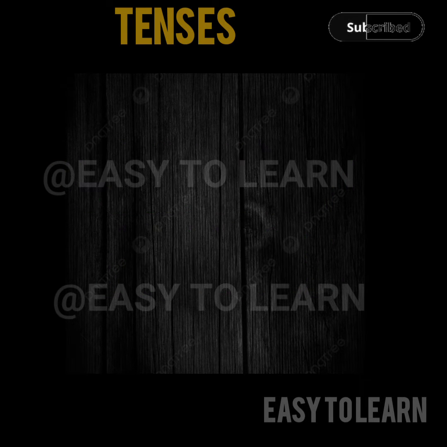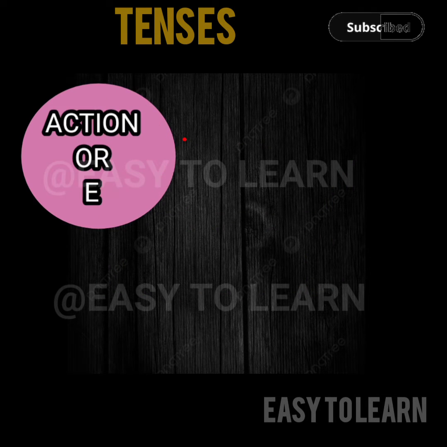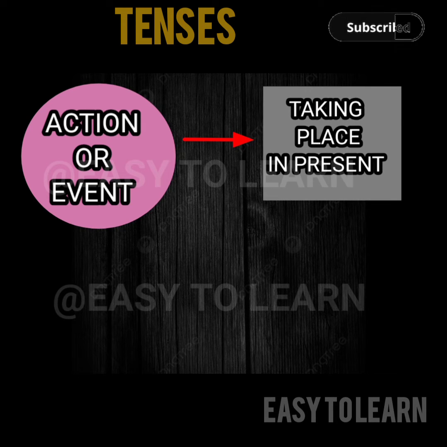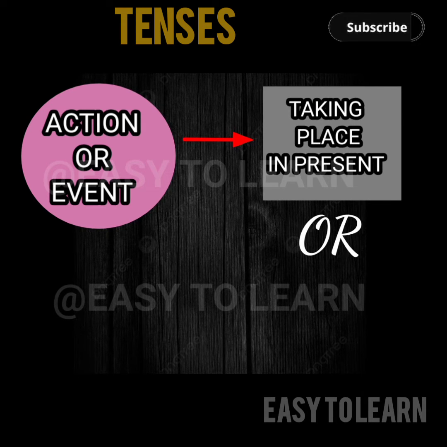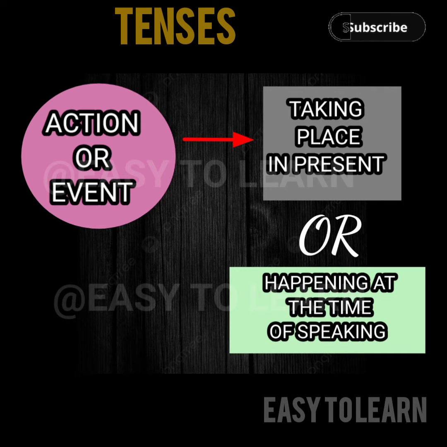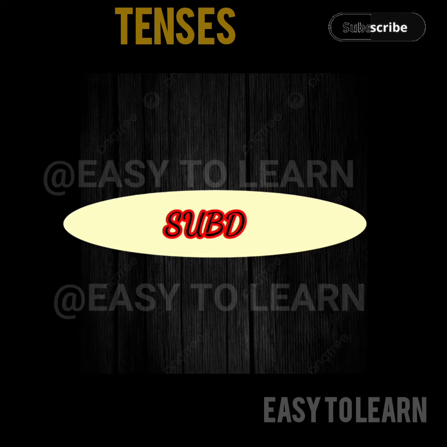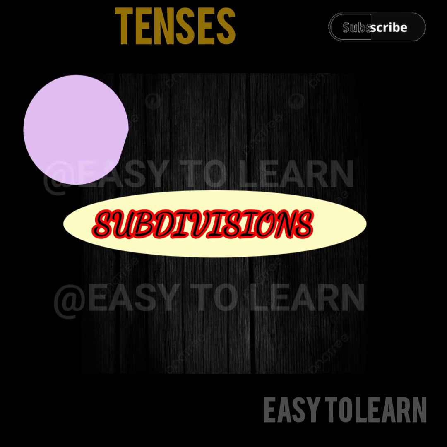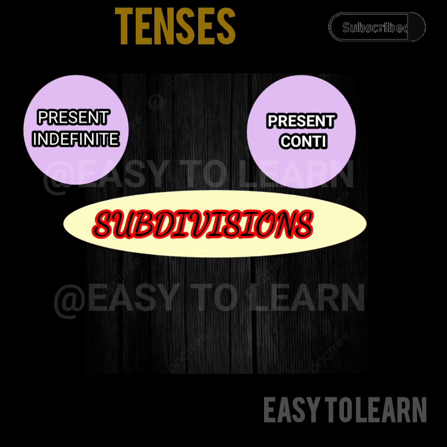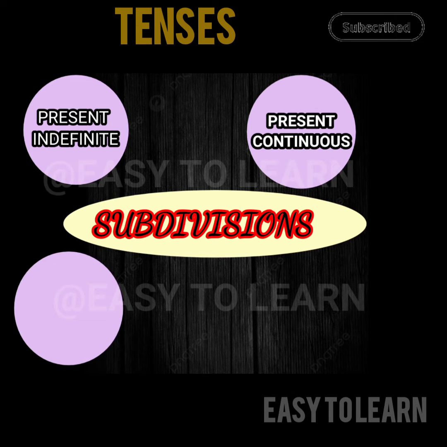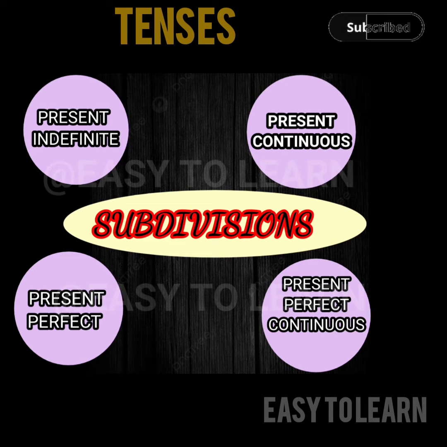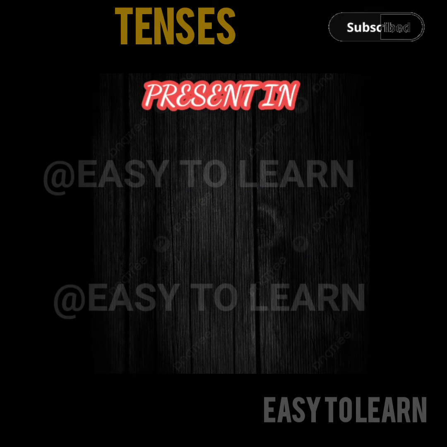Present tense. Action or event taking place in present. Current activity. Or, we can say that action that is happening now or at the time of speaking. Subdivisions. It is subdivided into present indefinite tense, present continuous tense, present perfect tense, and present perfect continuous tense.